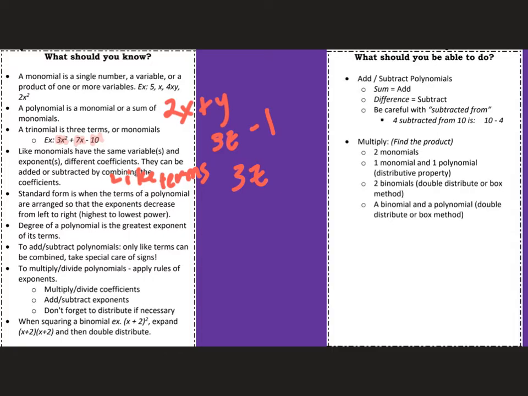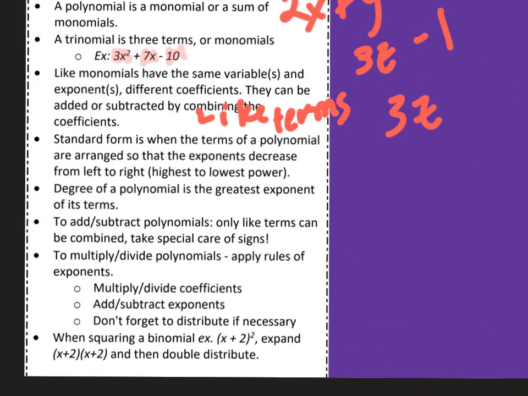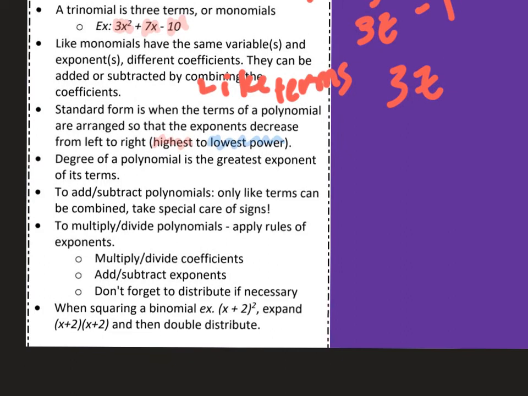And whenever we're dealing with polynomials, we want to make sure that we're in standard form. So standard form is when the terms of a polynomial are arranged so that the exponents decrease from left to right. So we really want to see whether our highest power is first and whether our lowest power is last, right? The degree of your polynomial is the greatest exponent, right? So whenever we're talking about degree, we're talking about exponents, right?